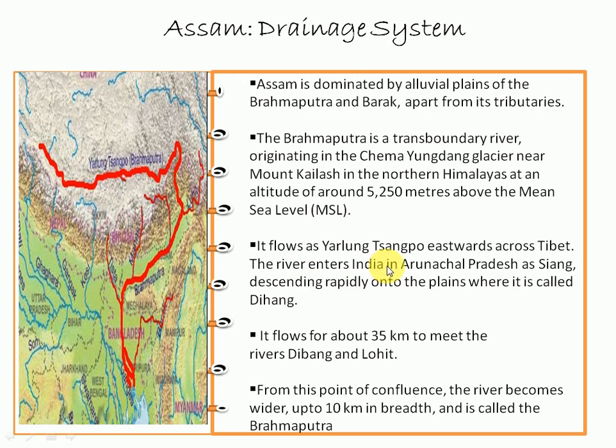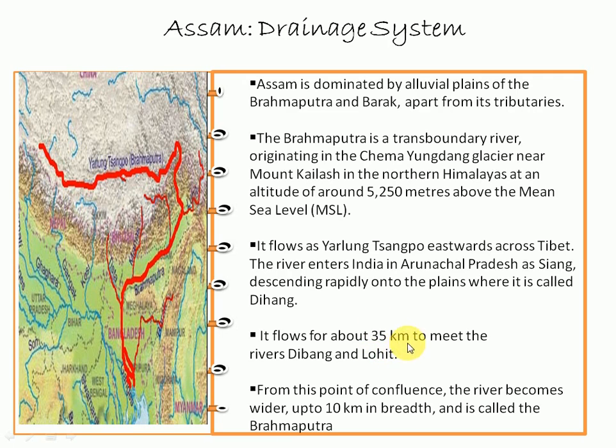It flows as the Yarlung Tsangpo eastward across Tibet. The river enters India in Arunachal Pradesh as Siang, descending rapidly onto the plains where it is called Dihang. This is a very important fact. The same river is known by different names. So there are four names: Tsangpo, then Siang, then Dihang, then Brahmaputra, and again in Bangladesh it is Jamuna. So there is a fifth name of the same river.